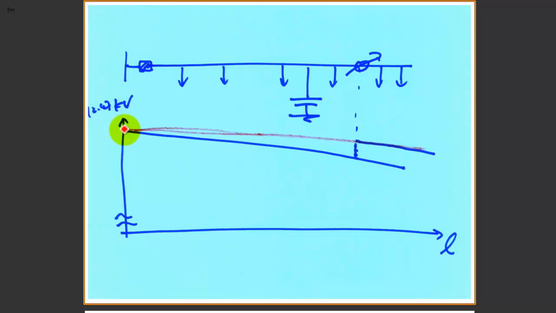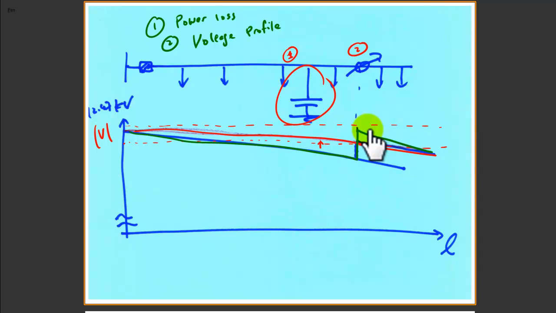So this is the voltage magnitude. It will drop along the feeder, but sometimes you want to improve the profile, to maintain this profile throughout the entire feeder. There are two ways to improve the voltage profile here.